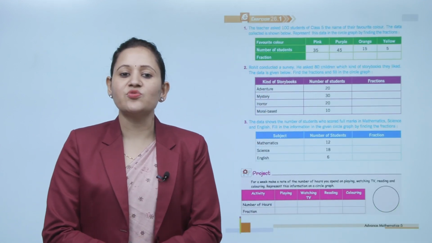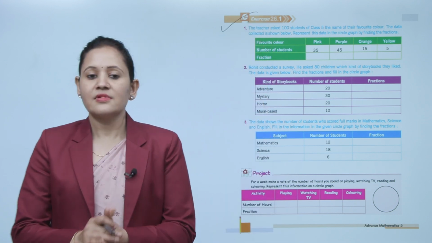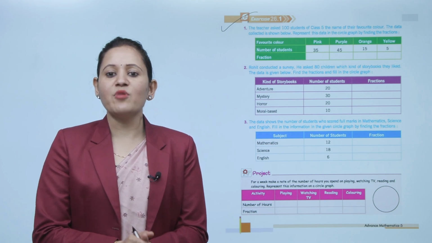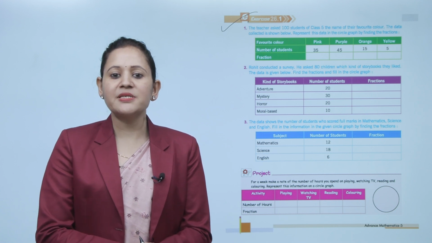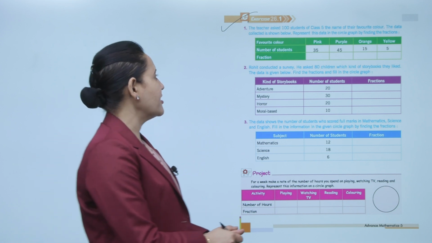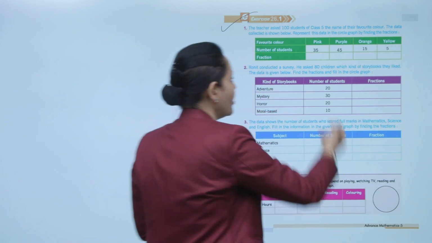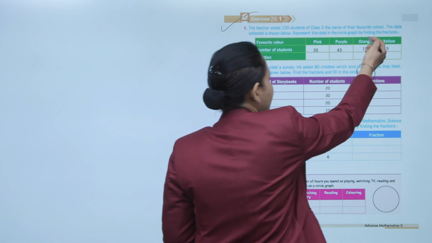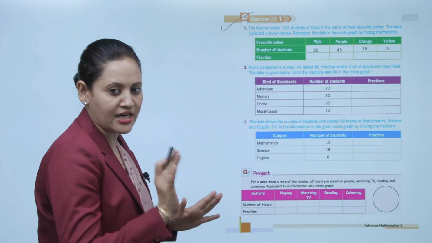Next is exercise 26.1. The teacher asked 100 students of the class 5th the name of their favorite color. The data collected is shown below. Represent the data in the circle graph by finding the fractions. Like here, favorite color pink, purple, orange and yellow. 35 students like pink, 45 purple, 15 orange and 5 yellow. So total number of students are 100.